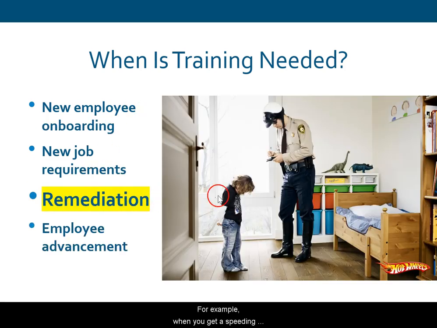For example, when you get a speeding ticket, you probably will be asked to take some driver's training to make corrections to your driving behavior. Similarly, if the organization observes work accidents in a particular area, they can use training as a remedy to reduce risky work behaviors.